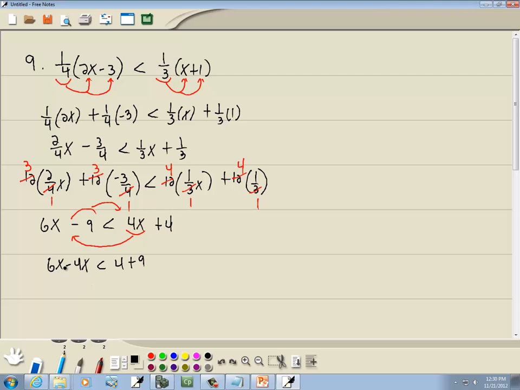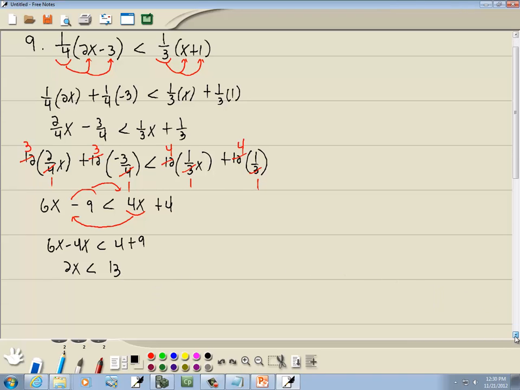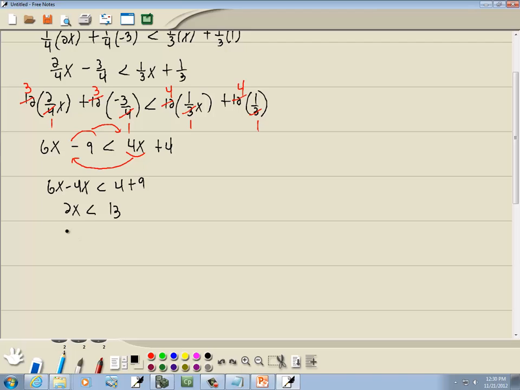Combine like terms in any step. 6x minus 4x is 2x. 4 plus 9 is 13. Last step. Divide both sides by the number in front of your x. So we're going to divide both sides by 2. This one doesn't come out very nice either. Assuming I didn't make a basic math error somewhere. Those 2's cancel. We got x is less than 13 halves.